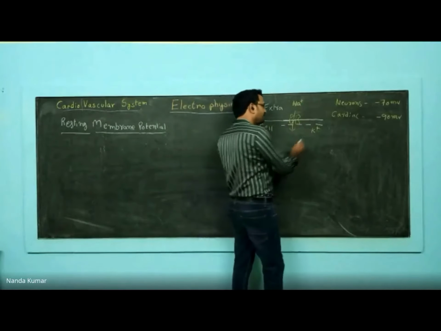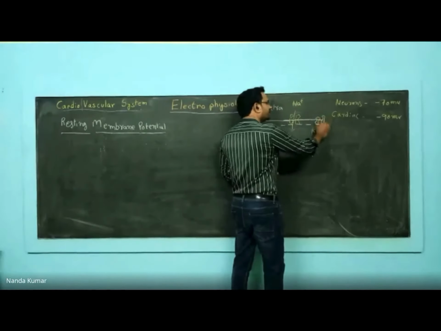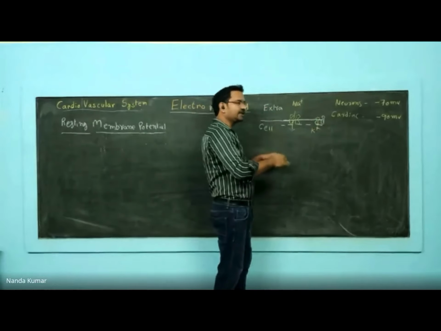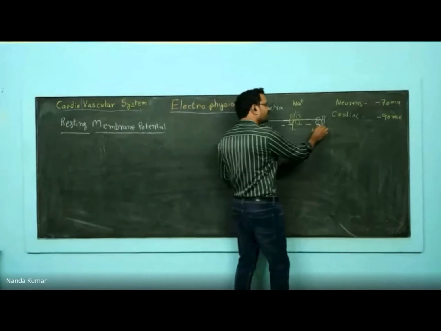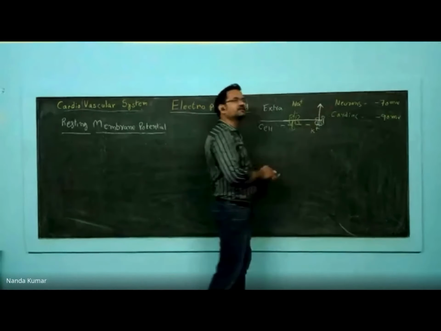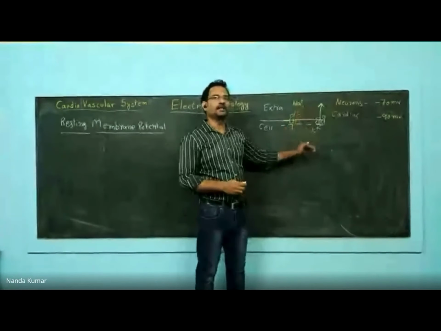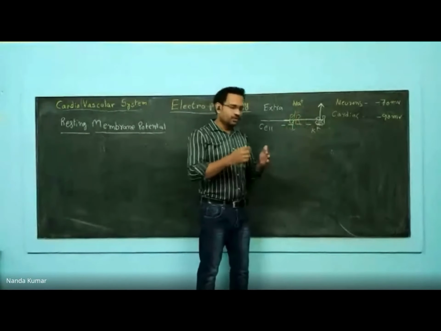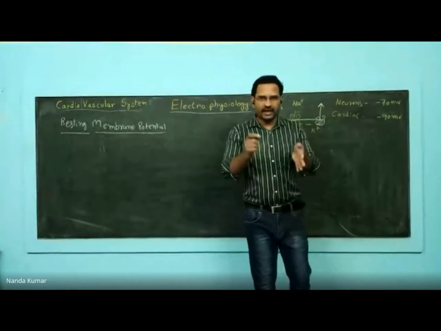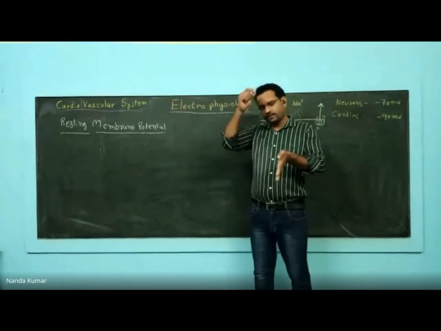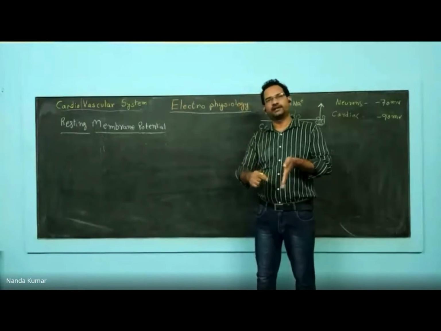If potassium channels open, the potassium concentration is high inside the cell. So whenever the channel opens, potassium goes out of the cell. So it is called down the gradient, down the concentration gradient. So whenever a channel opens, that specific ion moves down its concentration gradient.